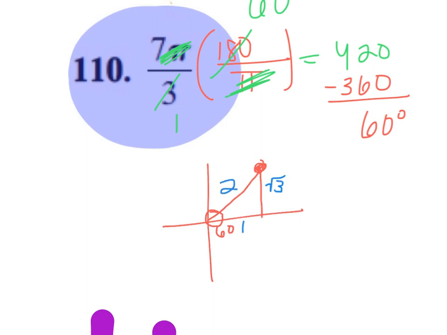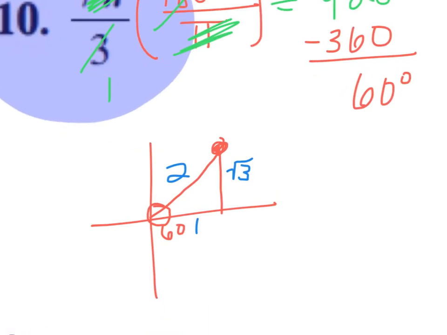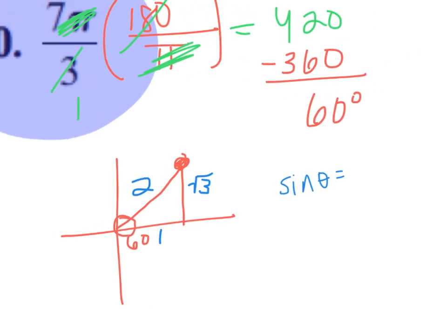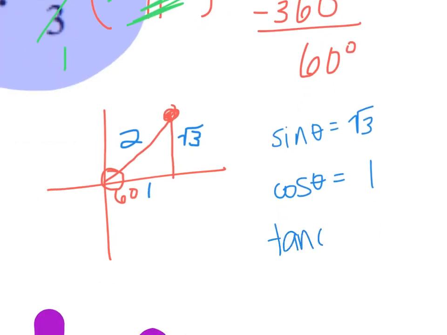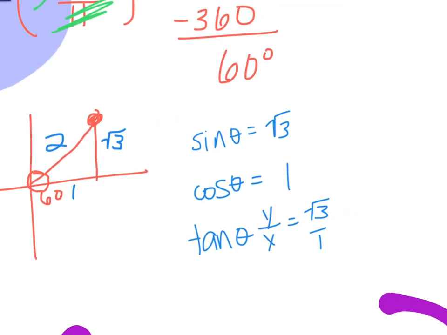Can you now find the sine, the cosine, and the tangent? Sine is the y. What is the y value of this triangle? The square root of 3. Cosine is the x, so cosine is 1. Tangent is y over x, so square root of 3 over 1. Do I have to do anything? Absolutely not. That's where we use our reference angles.